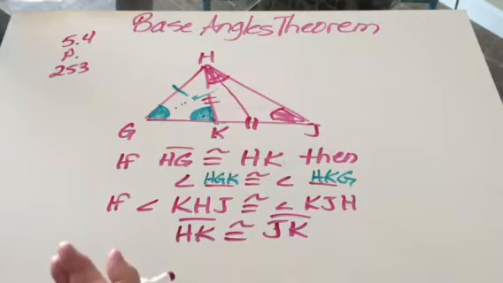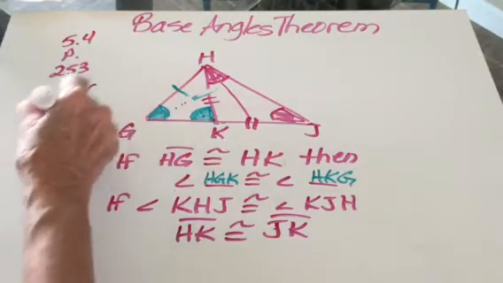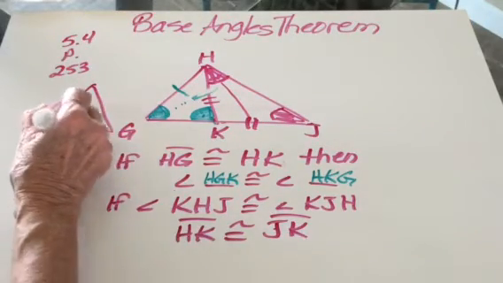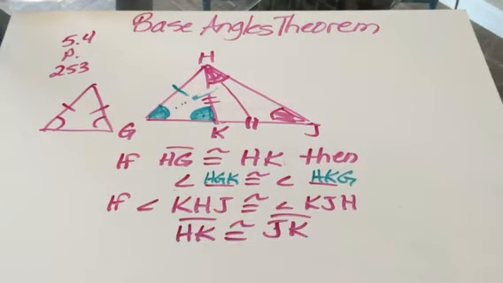All right, so the base angles theorem, you just go back and forth. But a review: base angles are the ones that are across from the sides. They're across from the sides.